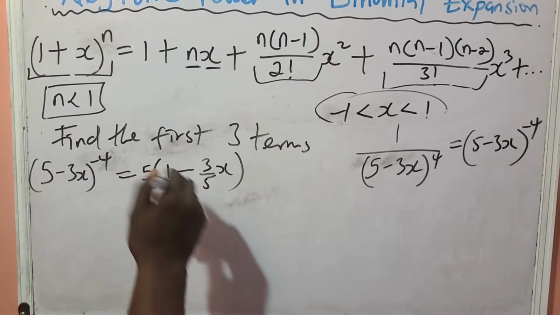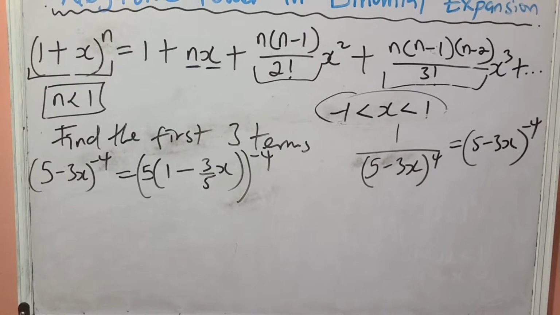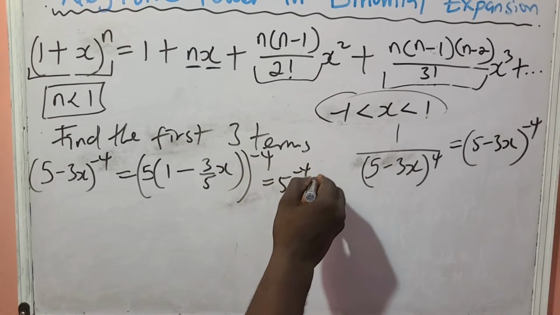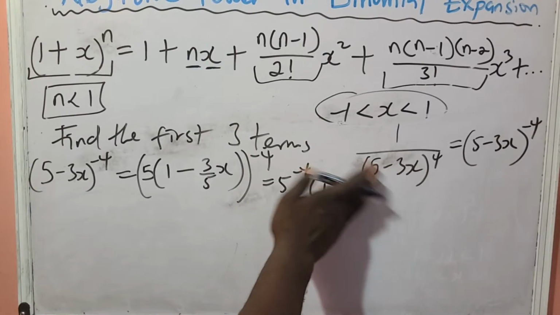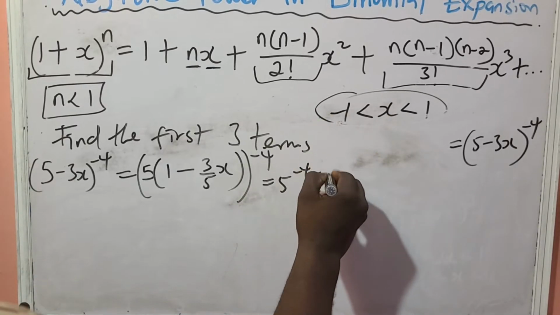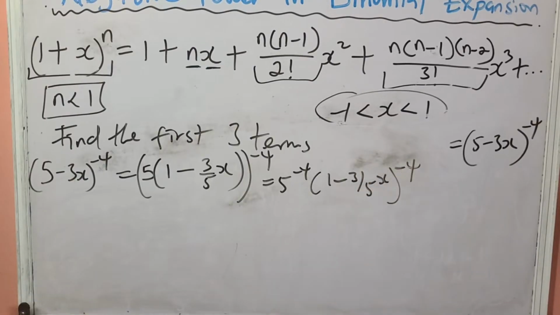All right. And all of this will be raised to the power of minus 4. So obviously this will give you 5 raised to the power minus 4, then 1 minus 3 over 5x, all raised to the power of minus 4.